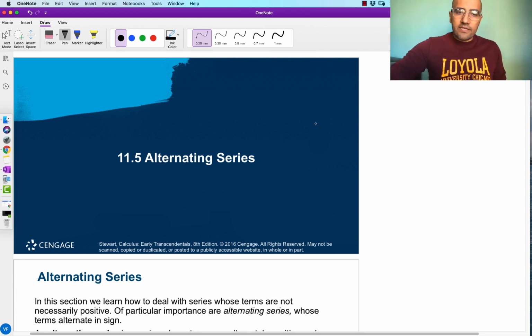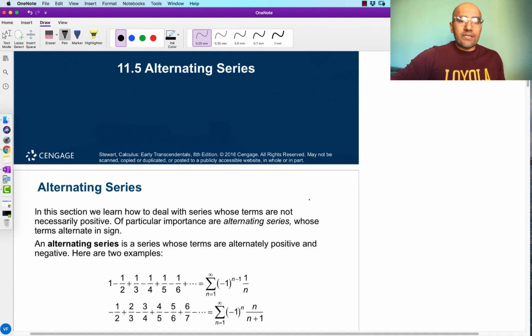All right, Chapter 11, Section 5, Alternating Series. In this section, we're going to learn how we can deal with series whose terms are not necessarily positive. Up to now, everything we've dealt with has been series whose terms are all positive. So here's our first opportunity to deal with something where that's not true. We're going to be looking at cases where they alternate.